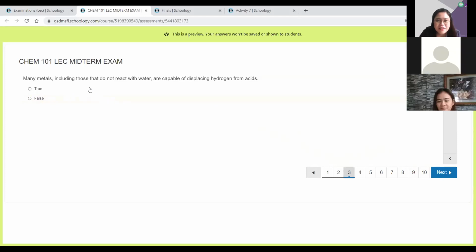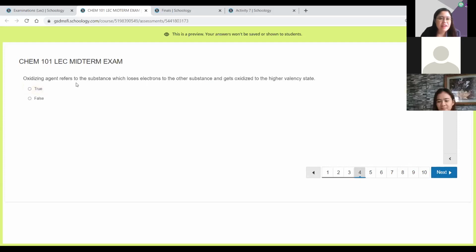Next, many metals, including those that do not react with water. Wait lang, your internet connection is unstable. Again, many metals, including those that do not react with water, are capable of displacing hydrogen from acid. So this one naman is true. So not just with the alkali and alkaline earth metals, we still have other metals class that are able to displace hydrogen from acids as long as they are listed above hydrogen in the activity series of metals.